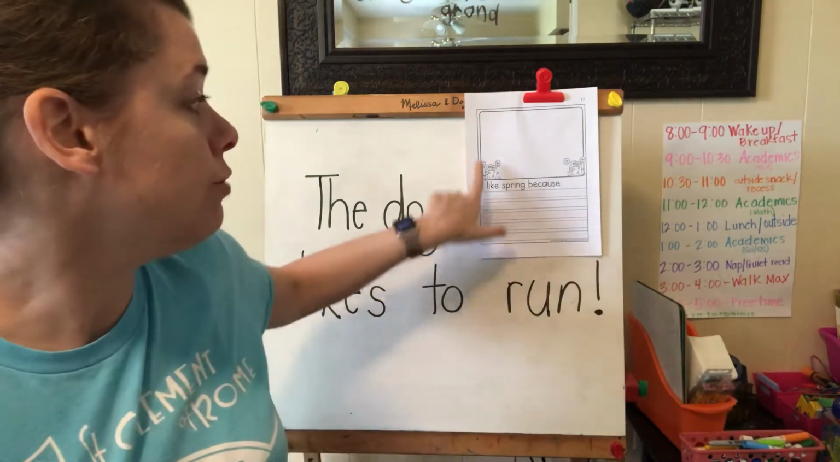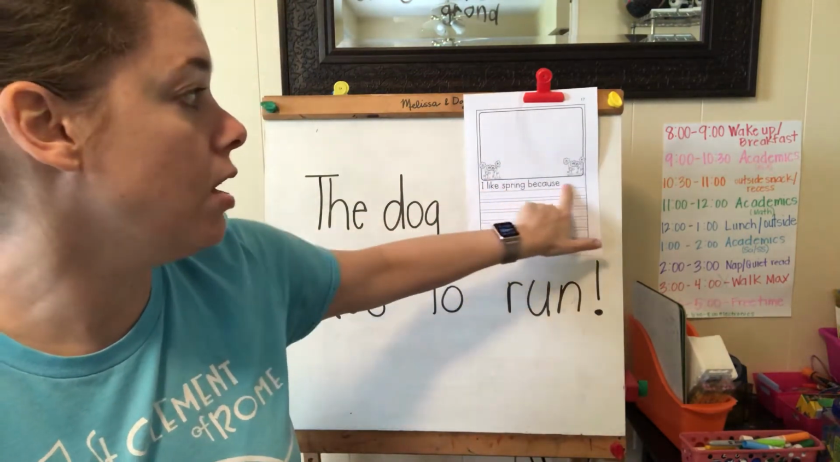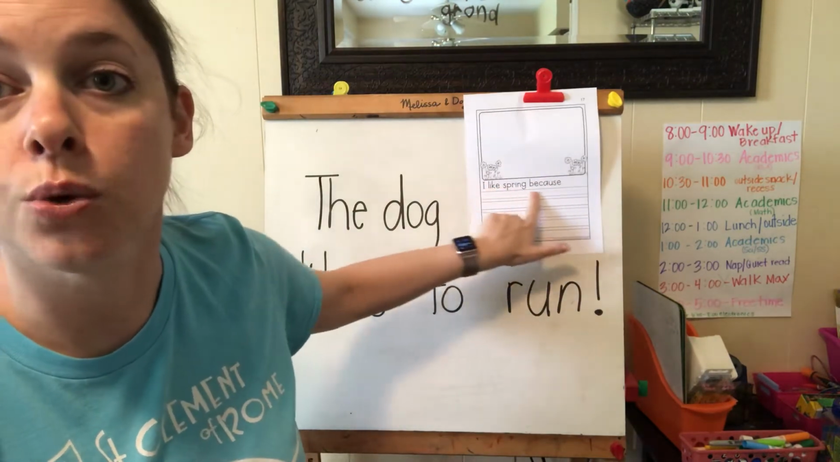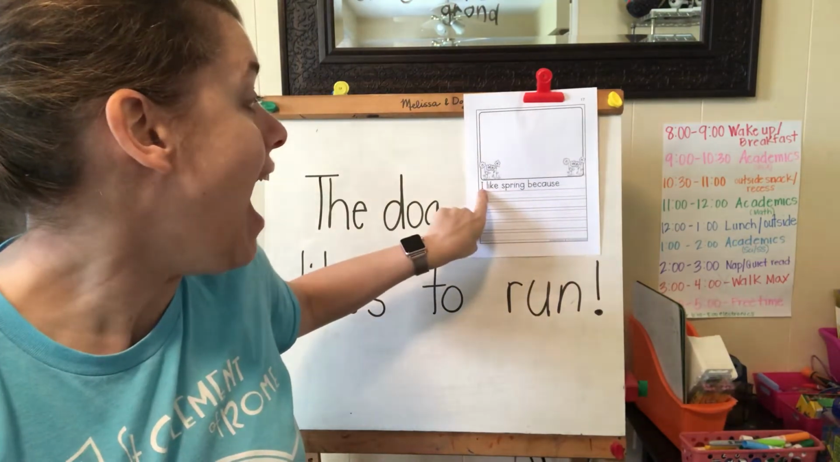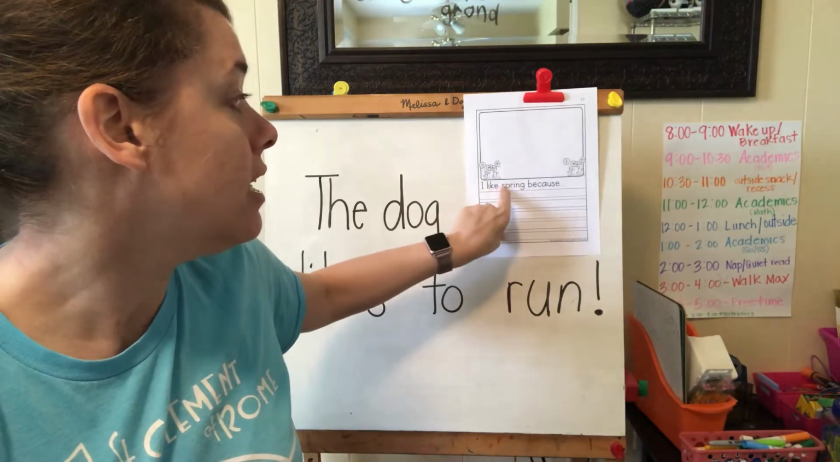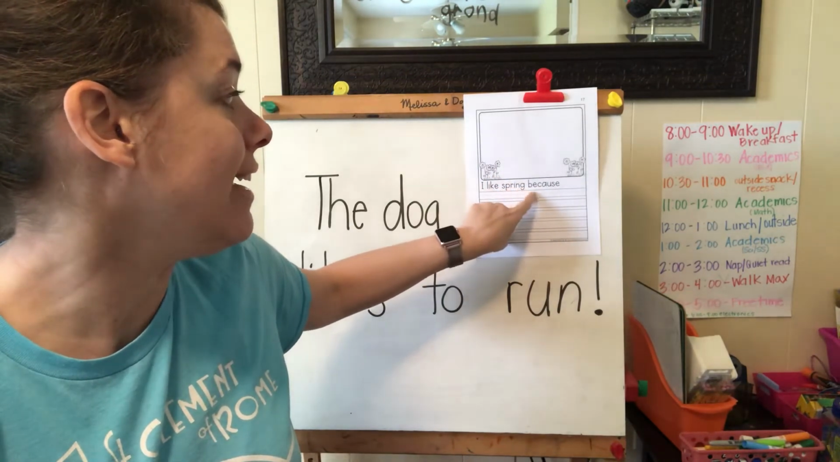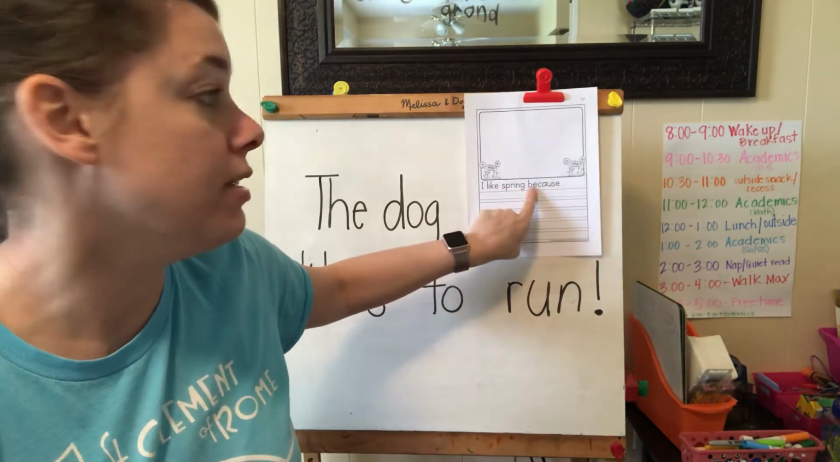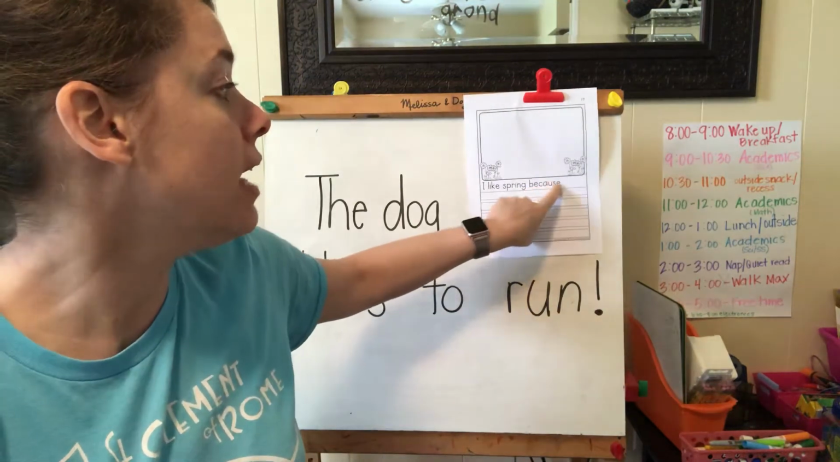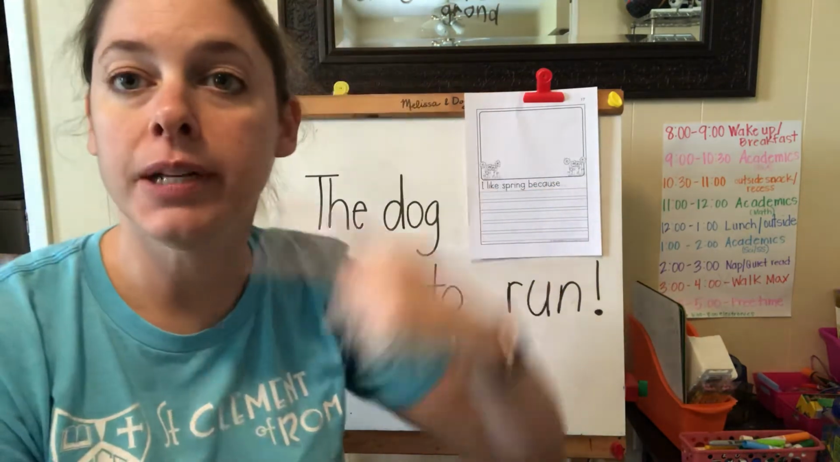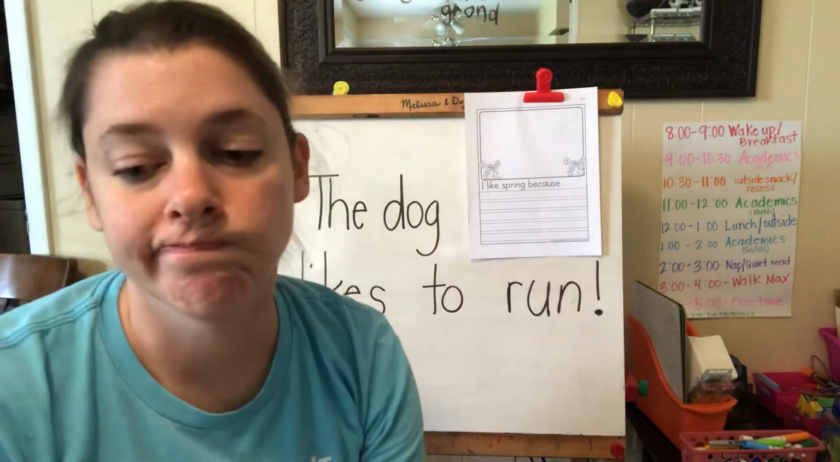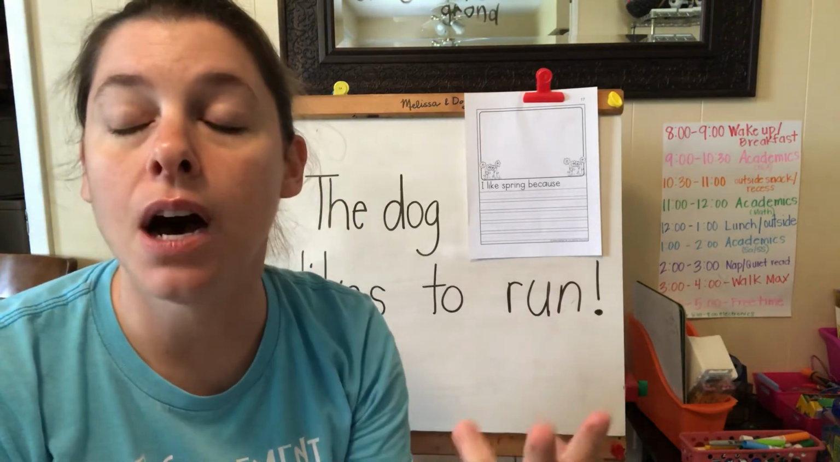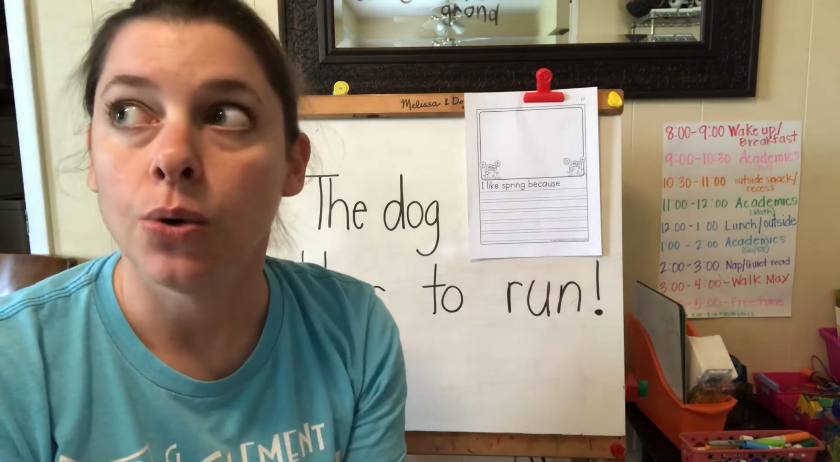So let's read this sentence together, okay? This is called a prompt. It's what our story is going to be about. I like spring, sight word for kindergarten, because. I like spring because. I need to think of some ideas, okay?